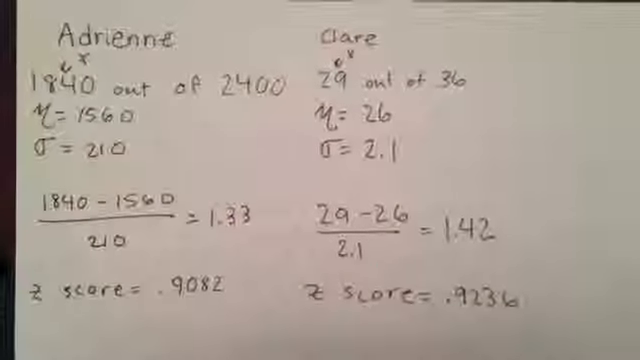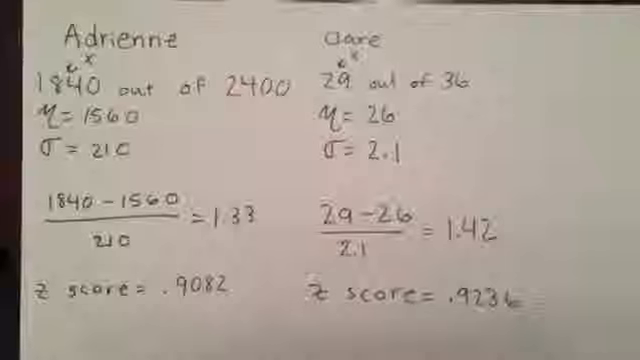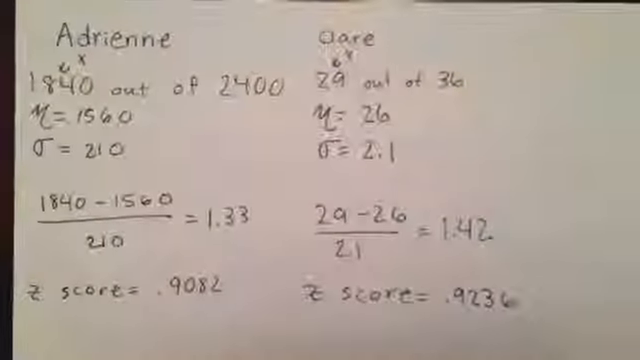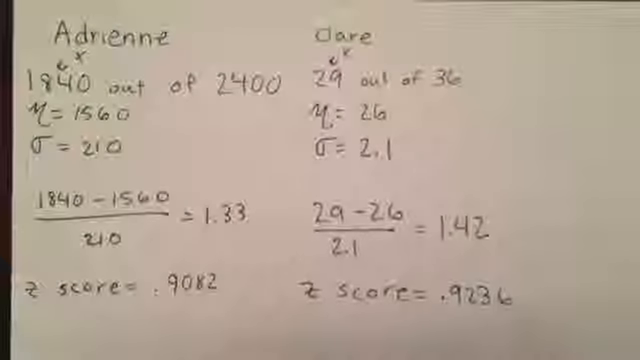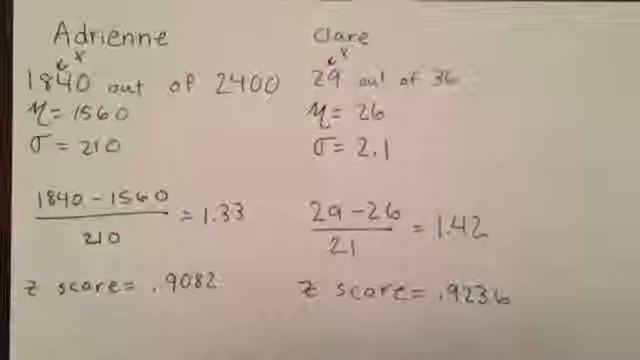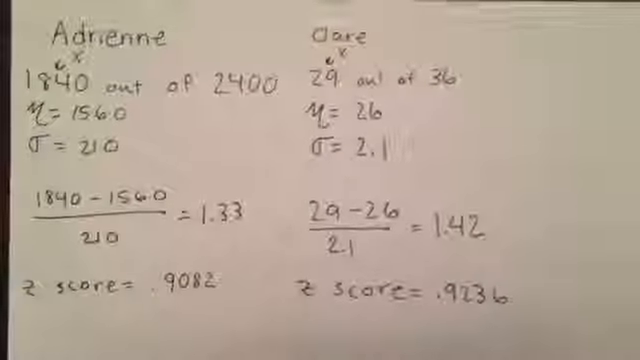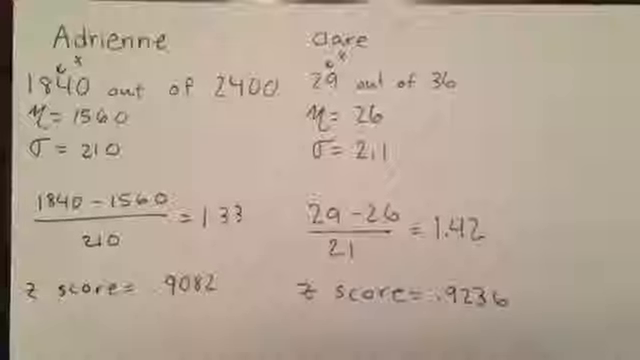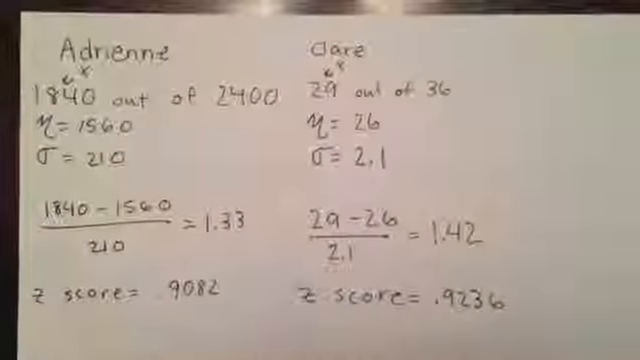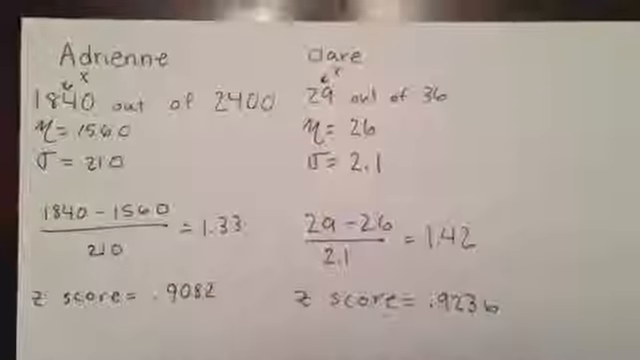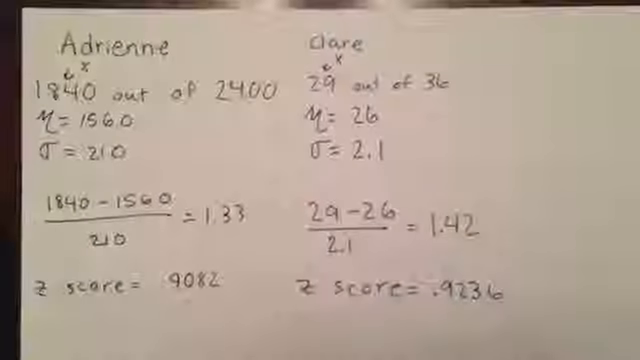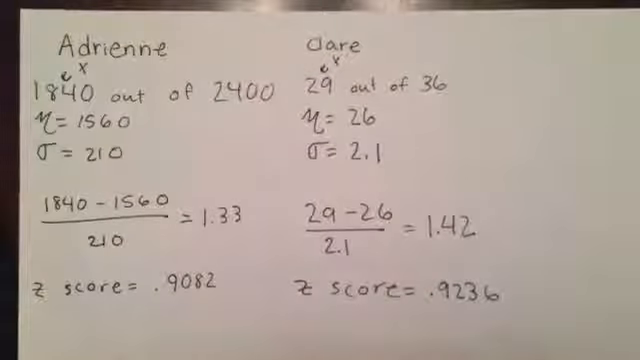So Adrian's 1840 is the x. 1560 is her mu. Subtract those numbers and divide by 210 because you know what to do. Our z-score is 1.33, and the table value is 0.9082. Do the same for Claire, and her z-score is 1.42, with a table value of 0.9236. Listen up closely because the next step is something you do not want to miss. Since both values are now on a common scale, we can compare the two scores. Since Claire's score is higher, she really did better. It's probably because she wears those smarty pants sweaters.